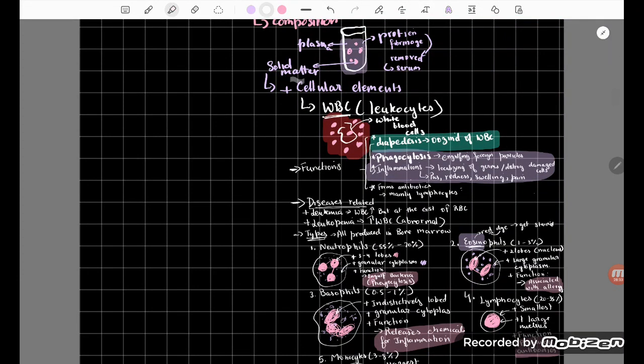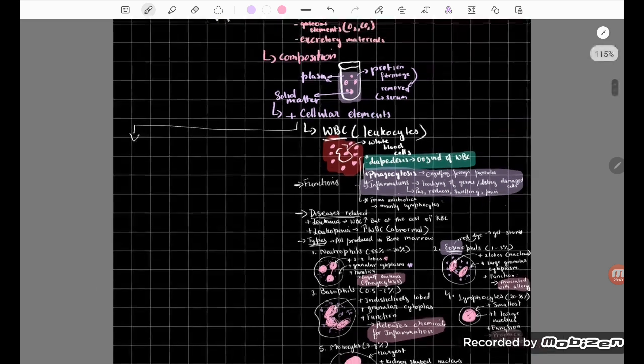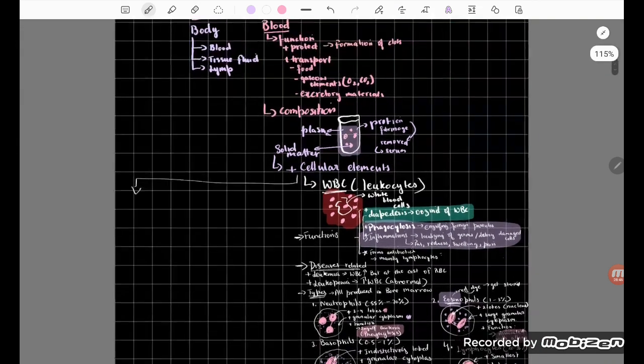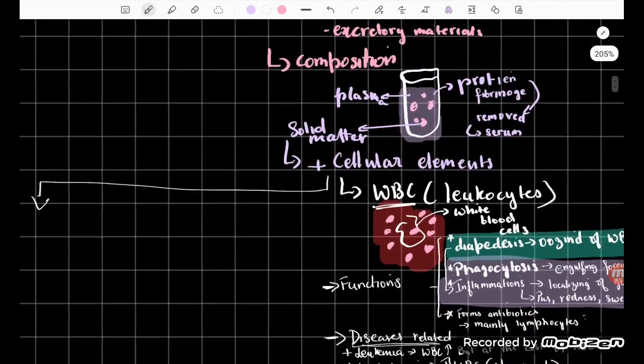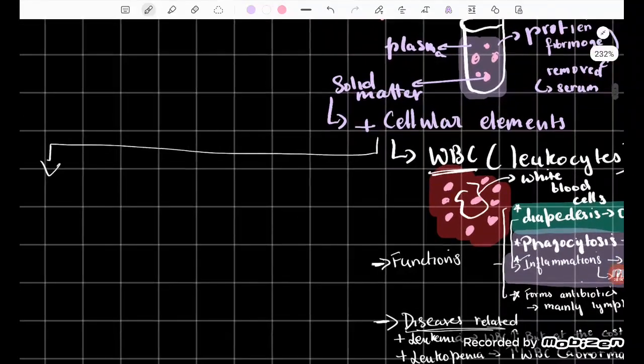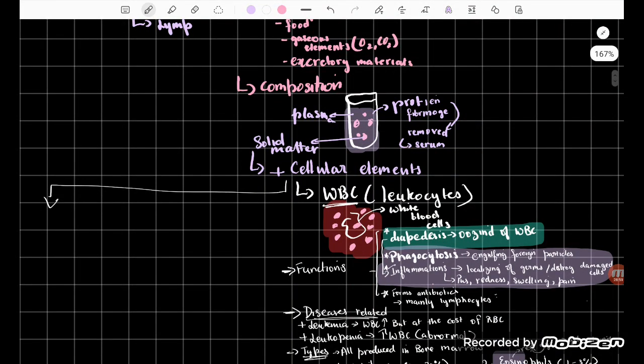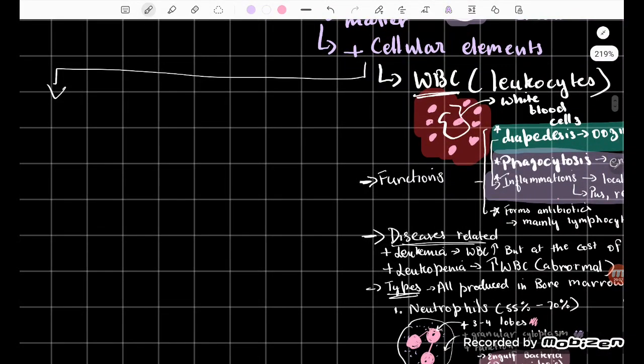Now let's continue on to the next one. After WBCs, the next cellular element in blood is RBCs. Blood contains plasma and cellular elements, and cellular elements are mainly divided into 3. The second one we are going to talk about is RBCs.